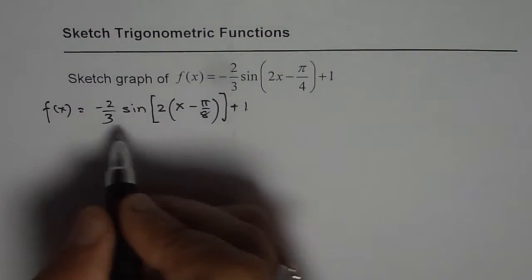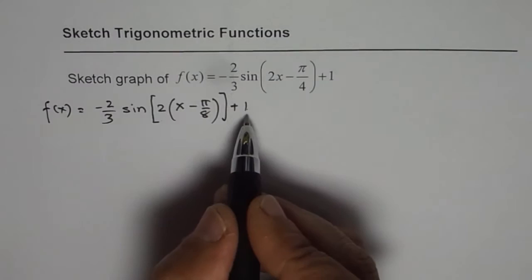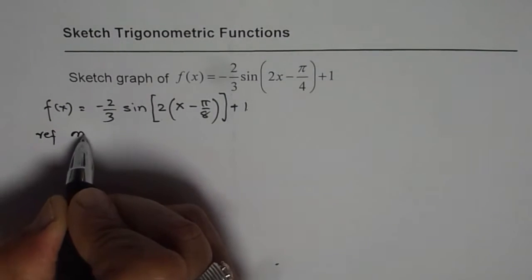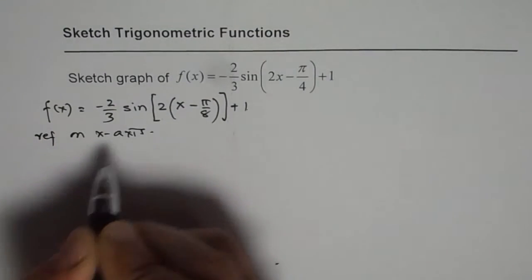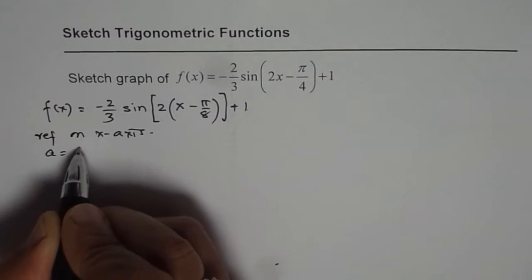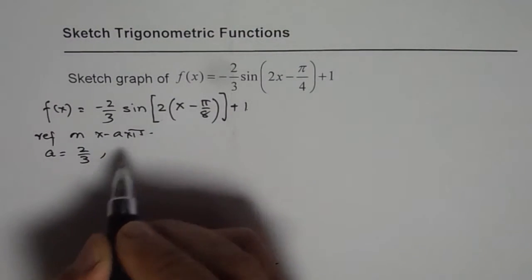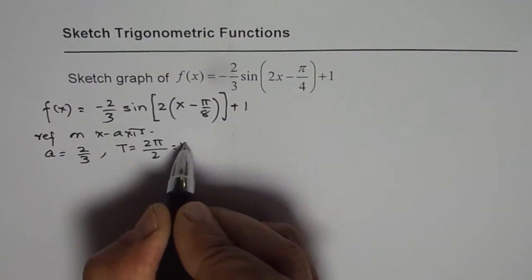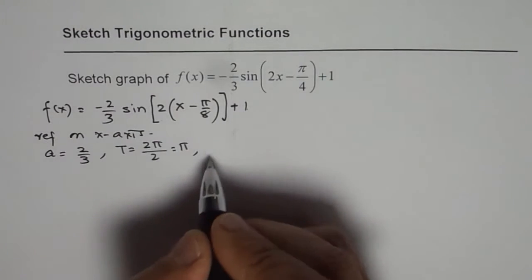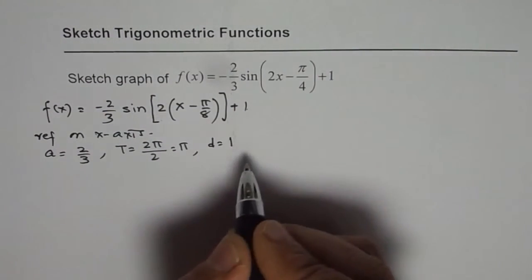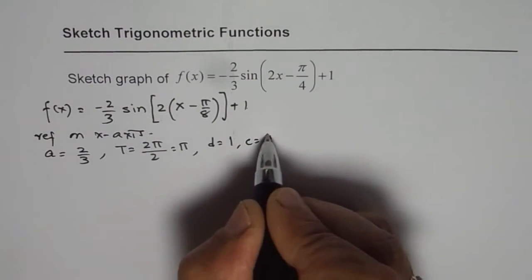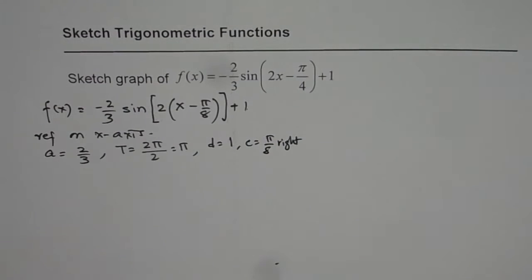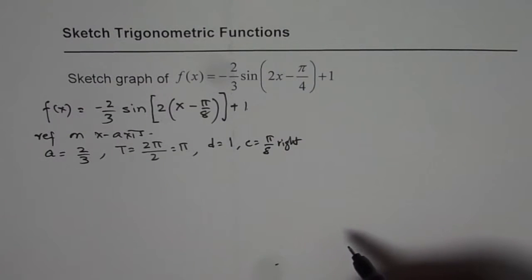So now from here, let's write down the characteristics which will help us to sketch the graph. The first one is that it is a reflection on the x-axis, right? And then we know amplitude is not 1 but 2 over 3. And what we know here is time period is 2 pi by k, with k value of 2, which is pi. And translation d equals 1 and c equals pi by 8, right? Okay, so all these things will help us to sketch the graph of the function.